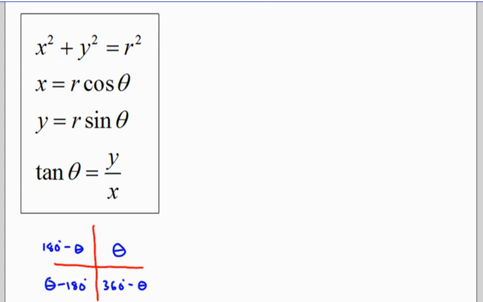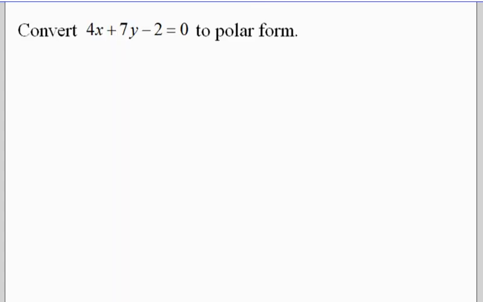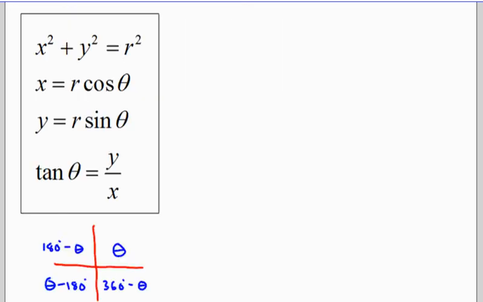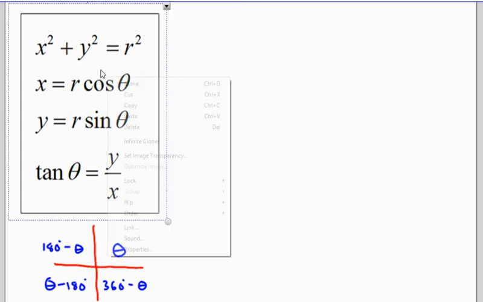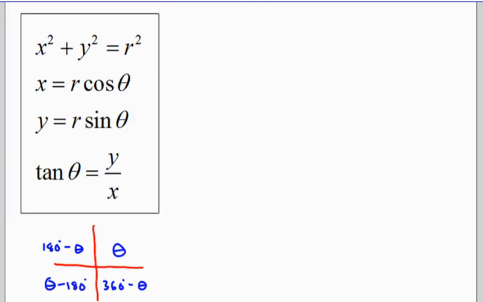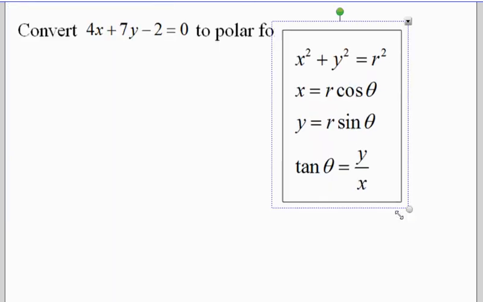All right, guys, now that we've done that, we should be able to convert equations from polar form to rectangular form and vice versa. So let's convert 4x plus 7y minus 2 equals 0 to polar form. These are the 4 things we're going to use to convert from rectangular form to polar form and vice versa. So maybe I'll copy this for us right here real quick, and I'll put it in here.